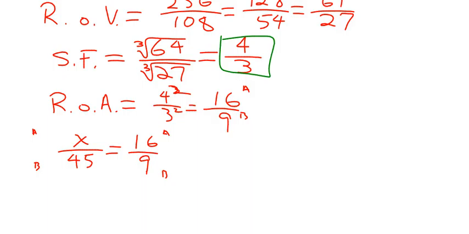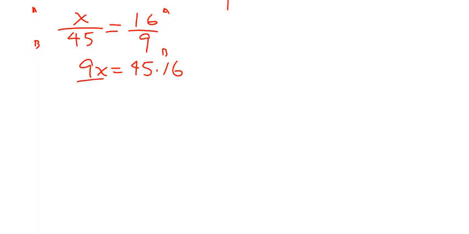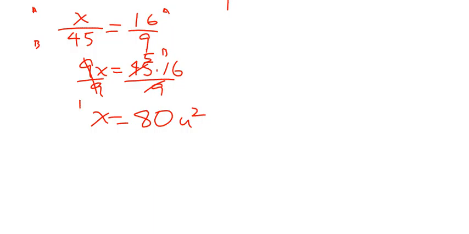Right? Now cross multiplying, I get 9x equals 45 times 16. Dividing both sides by 9, I get x equals, 9 goes into 45 5 times, and 5 times 16 is 80. So it must be 80 square units. And that is the surface area of shape A.